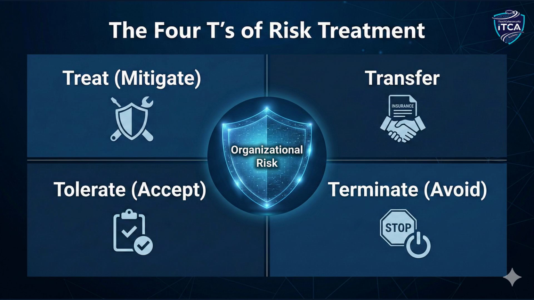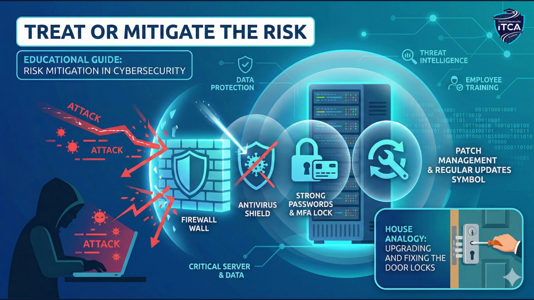When an organization faces a risk, it has four possible choices. These are commonly called the 4 T's of risk treatment. Every risk, no matter how complex, is handled using one of these 4 options. Option 1, treat or mitigate the risk. To treat or mitigate a risk means reducing it. You don't remove the risk completely, but you lower the likelihood or the impact by adding security controls. Examples include installing a firewall, patching a server, or enforcing stronger passwords.